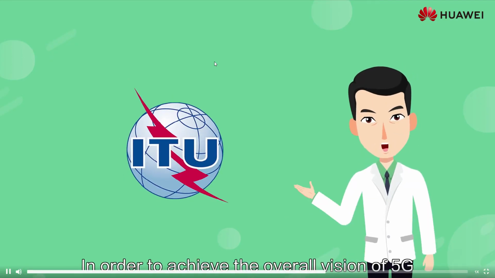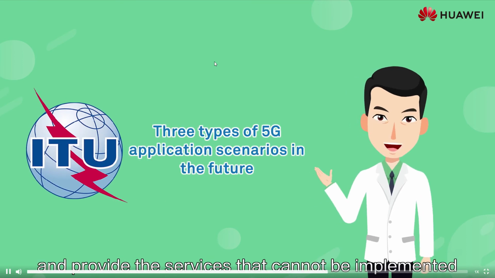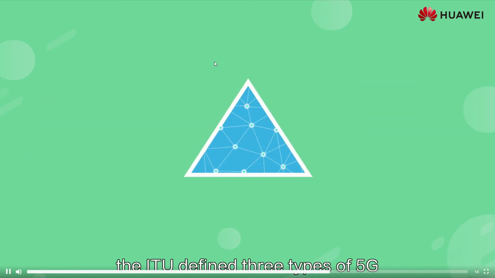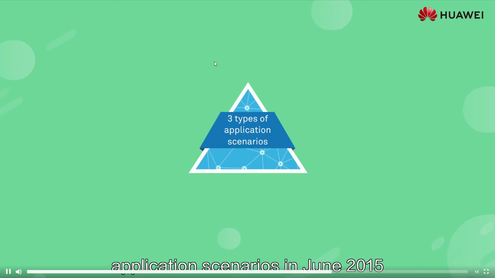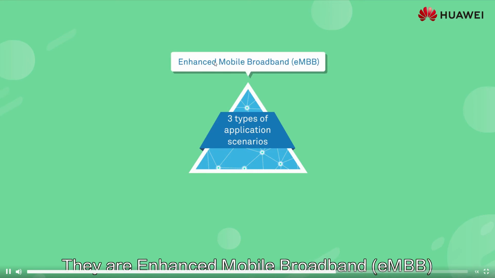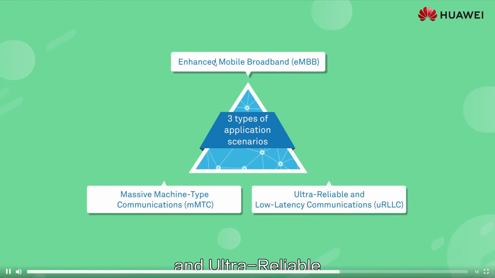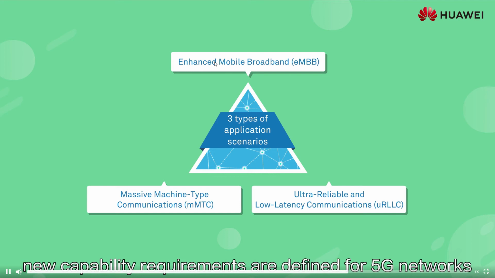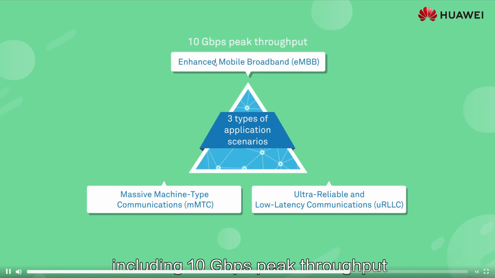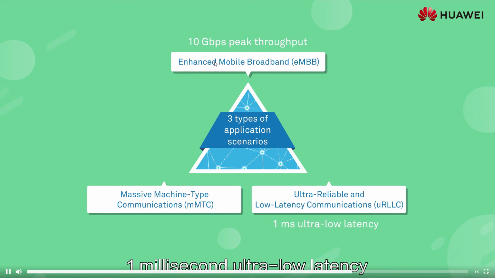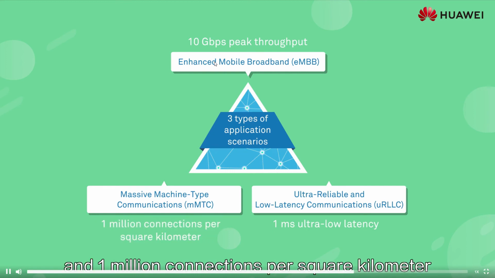In order to achieve the overall vision of 5G and provide the services that cannot be implemented on 4G networks, the ITU defined 3 types of 5G application scenarios in June 2015. They are Enhanced Mobile Broadband, or eMBB, Massive Machine Type Communications, or mMTC, and Ultra Reliable and Low Latency Communications, or URLLC. In terms of throughput, latency, and connection density, new capability requirements are defined for 5G networks, including 10 gigabit per second peak throughput, 1 millisecond ultra-low latency, and 1 million connections per square kilometer.